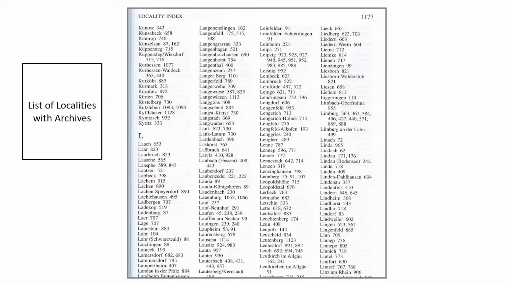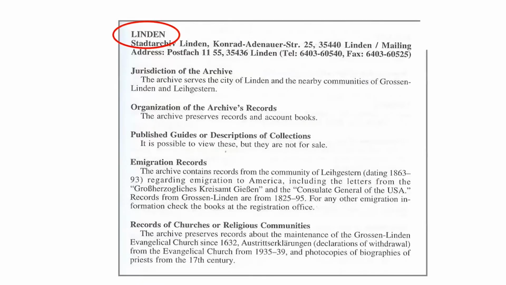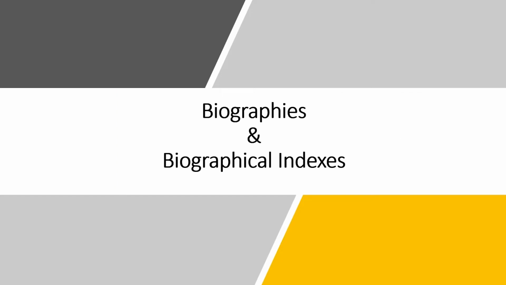In this example, the town of Linden in Hessen is listed on page 409. Turning to page 409, the entry provides contact information along with immigration information and church resources. Linden belonged to the district of Gießen. If we were to look up the district archive for Gießen, it may provide additional information on Linden as well.